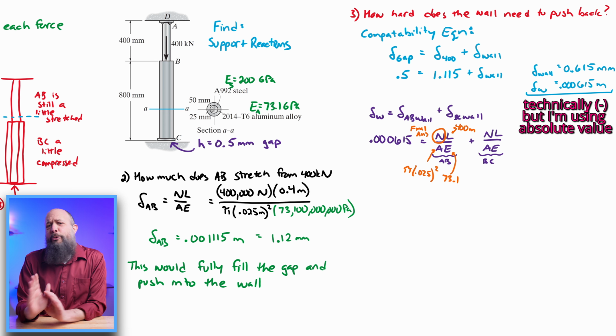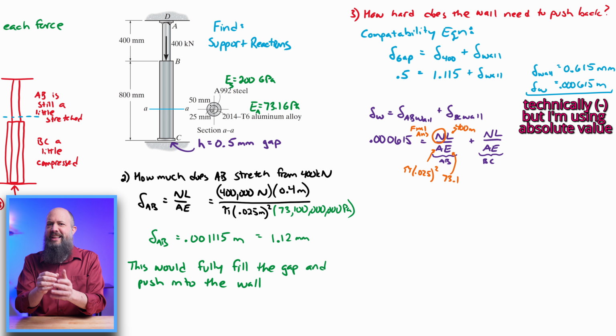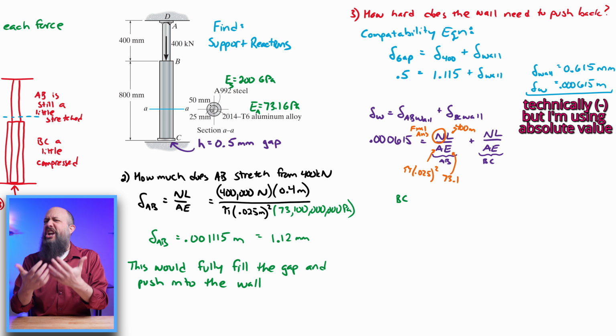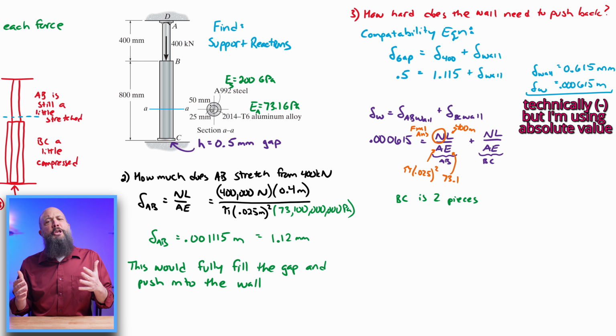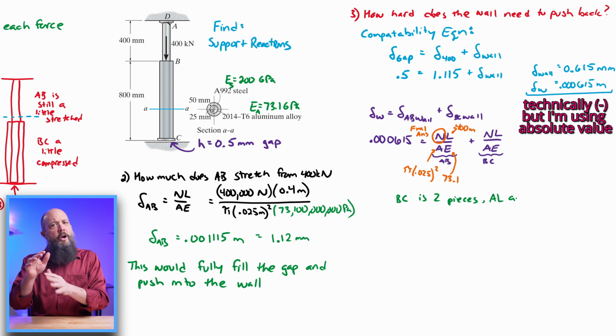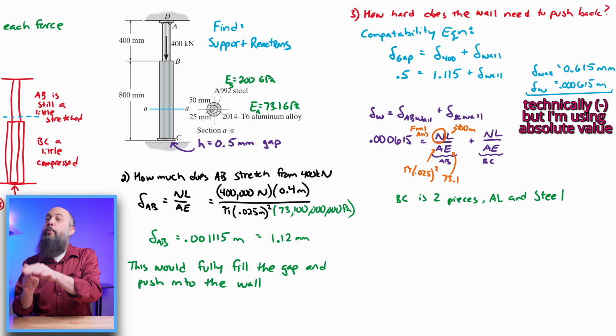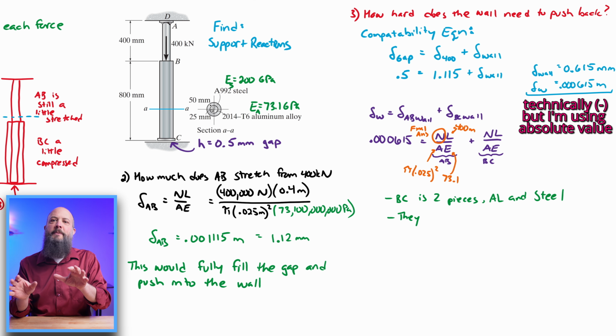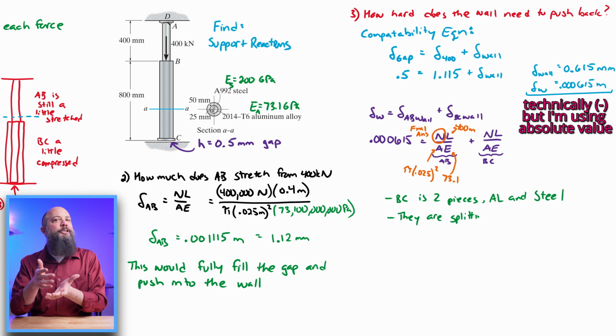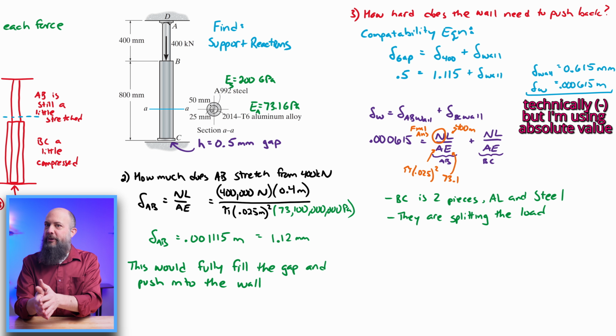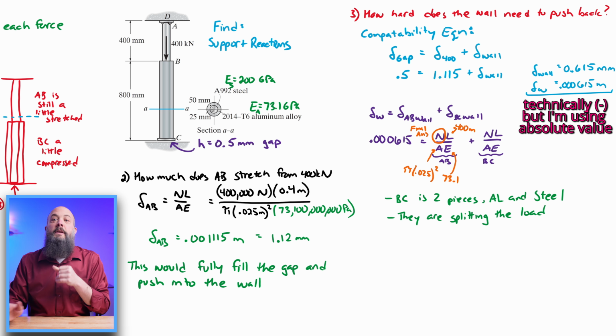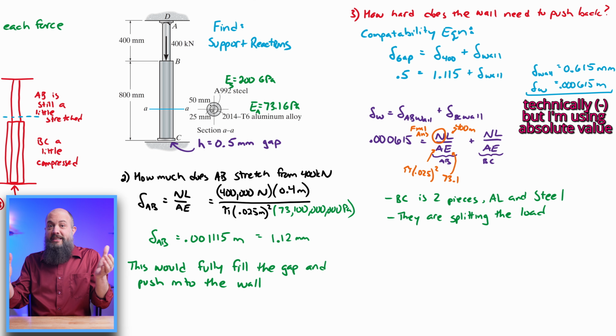BC is going to be way more complicated though, because BC is composed of two different materials, right? We have the aluminum in the center and there's an outer steel sleeve around it. These two materials are sharing the force. So whatever value N turns out to be, part of that N is going to be supported by the steel and part of it is going to be supported by the aluminum. So N in this equation, NL over AE, will be different for the steel and the aluminum. But their change in length is the same because they're attached to each other.